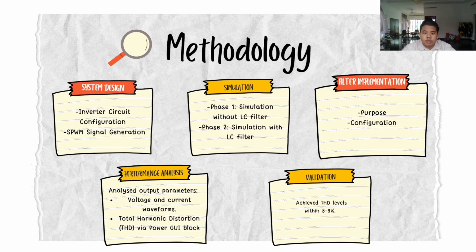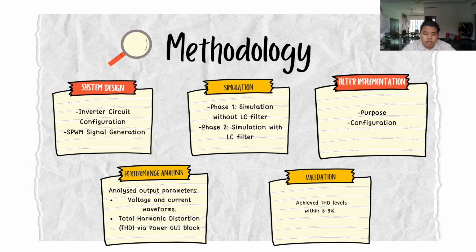For the first phase, simulation without AC filter, we get the set reference current and voltage waveform. For the second phase, simulation with AC filter, we design the filter with optimal values, where the value of the inductor is 2.36 millihenry, and the value of the capacitor is 2.96 microfarad.